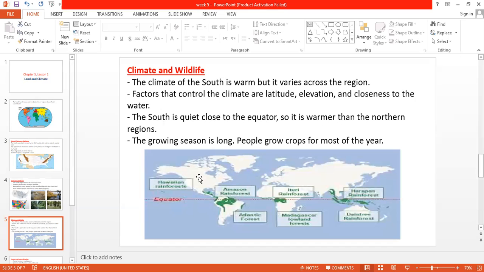Okay. For the growing season, in the south, the growing season is long. So the people who live in the south can grow many crops for most of the year.